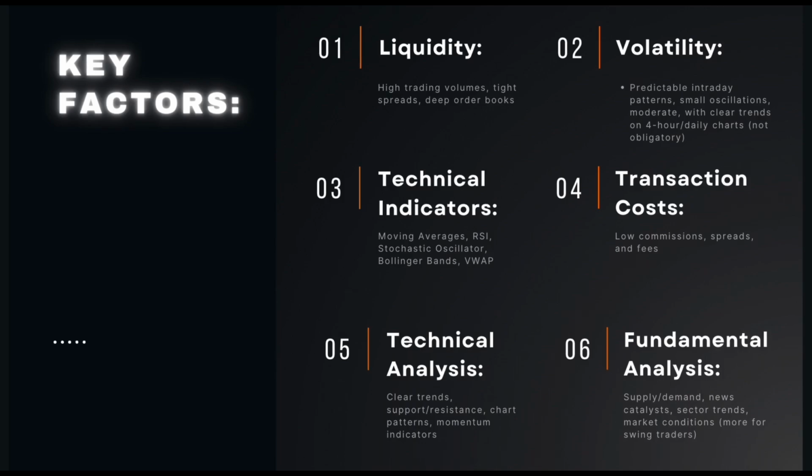Okay, now number five is technical analysis. So clear trends or clear support and resistance levels, chart patterns if you use chart patterns, etc. It's really important that when you're looking at the asset that you want to trade with, that it's easy for you to identify these things.